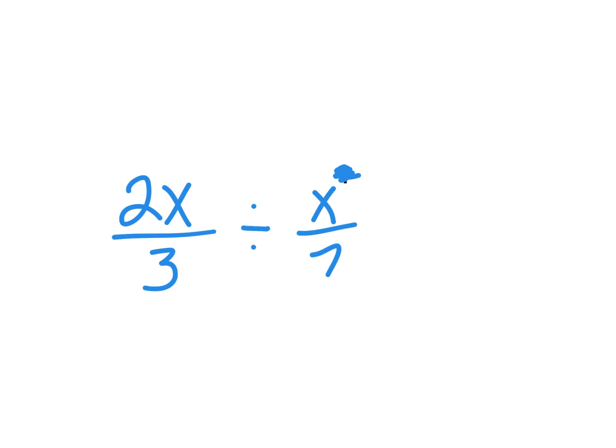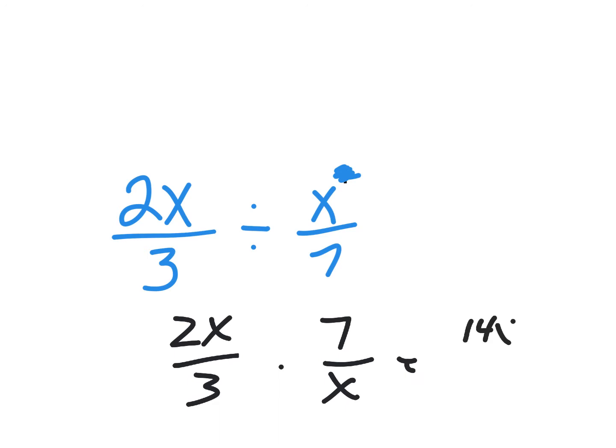Connor, do you flip them both over? Nope. What do you do? You flip the last one. So then it's 2x over 3, what? 7 over x. And what's in between them? Time. Yes. Final answer?